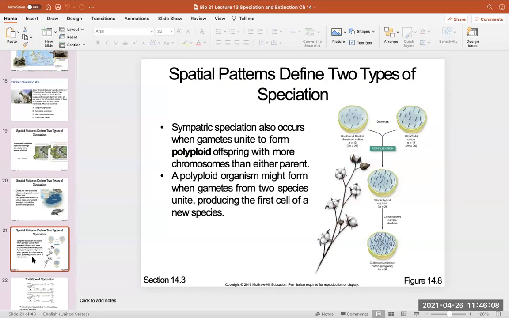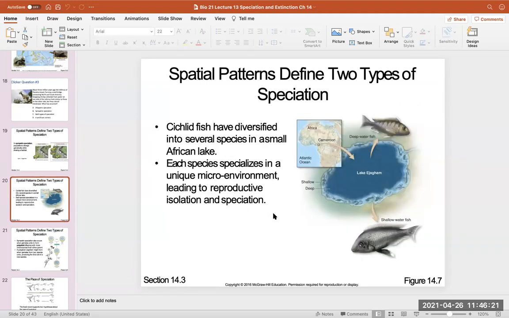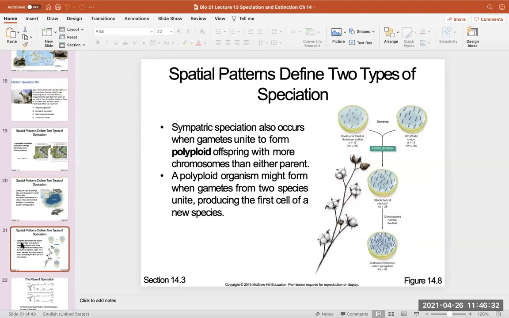Okay, and then we have polyploidy. Oh, one last thing I want to mention about allopatric and sympatric. Sympatric can have a different food source, like the cichlid fish, and that's going to cause the species to diverge. And in allopatric, the physical barrier causes the species to diverge. What is polyploidy? Is this a type of sympatric speciation or allopatric speciation?